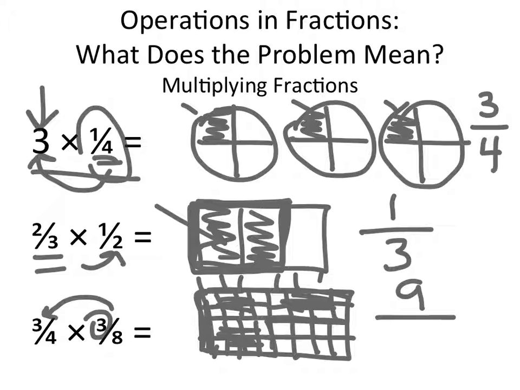Now my pieces are alike, so now I can look at how many there are in the total, in the whole. And I would find that there are 32 pieces. So if I start with 3/4 and I take 3/8 of my 3/4, or I take it 3/8 times, my answer is 9/32.